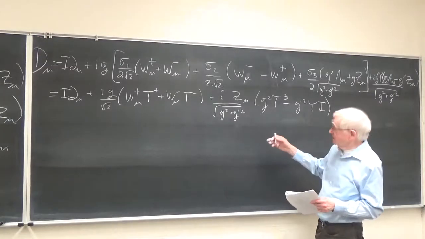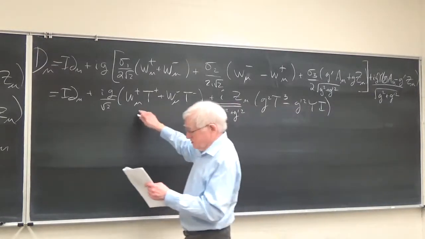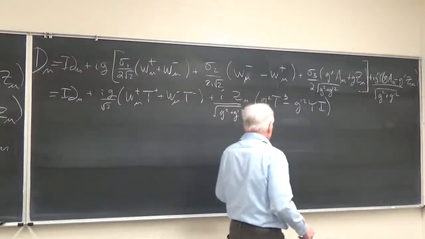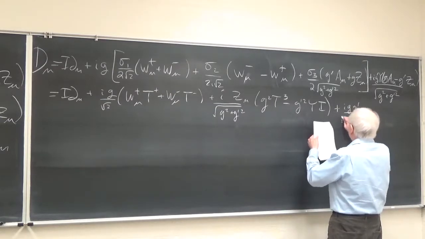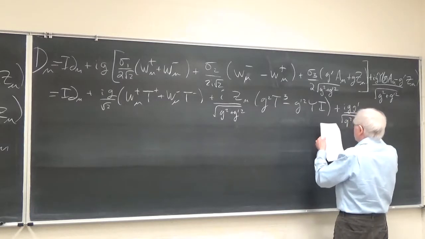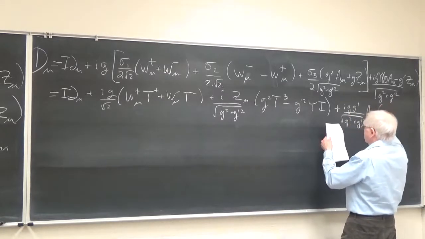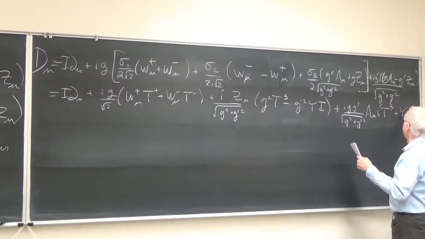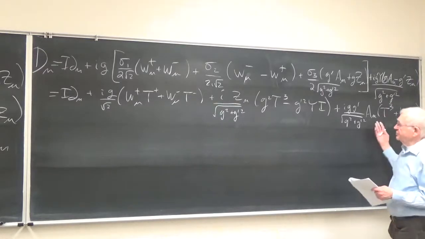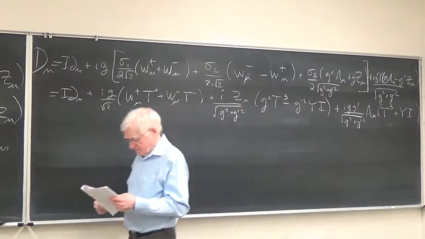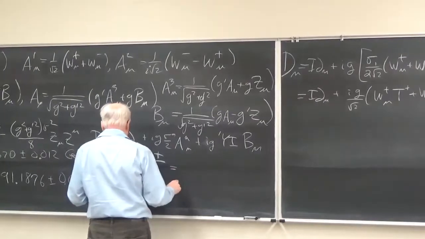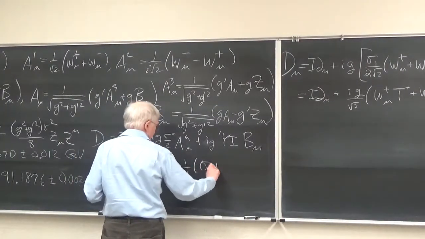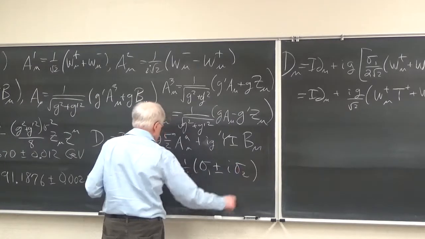Okay, so the Z coupling is here. The W's are there, and of course I left out the photon. Putting that in, we get i g prime over square root of g squared plus g prime squared A mu times (T3 plus Y I). Okay, so photon, Z, W's. And what is T plus or minus? T plus or minus is equal to a half (sigma 1 plus or minus i sigma 2).